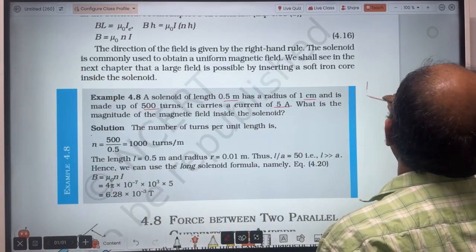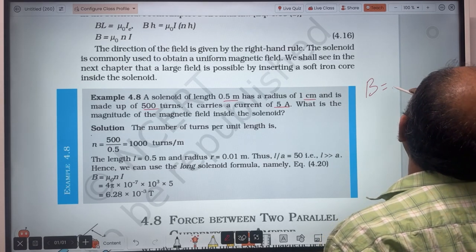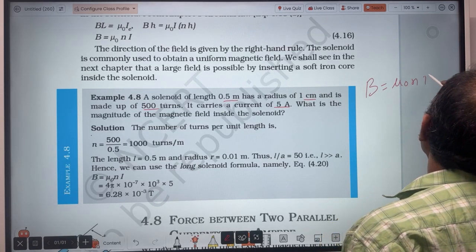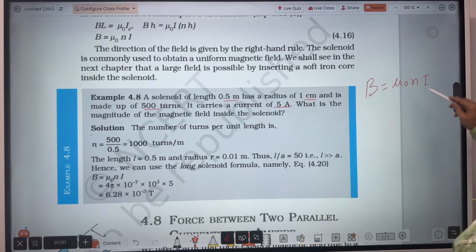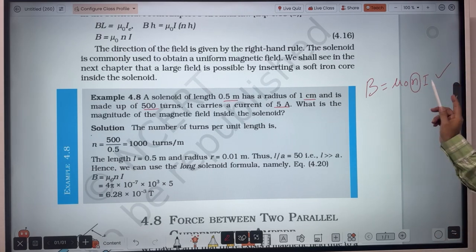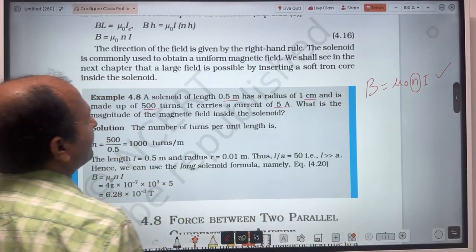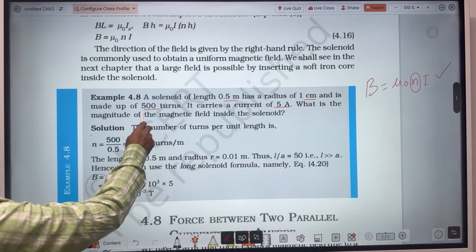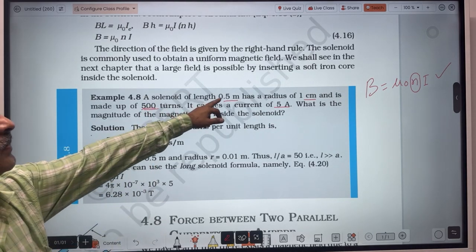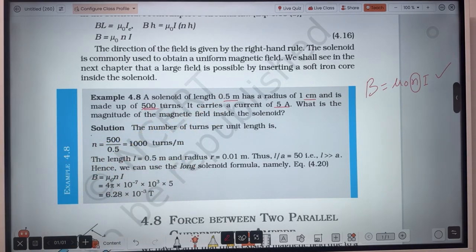So you know very well that the magnetic field inside the solenoid is B equal to mu naught n I. So what all do you need? You need the current, and n, meaning the number of turns per unit length. So total number of turns divided by length. The length is 0.5 meter and the number of turns is 500. So 500 divided by 0.5 will give 1000. So we have got n equal to 500 divided by 0.5, that is 1000 turns per meter.